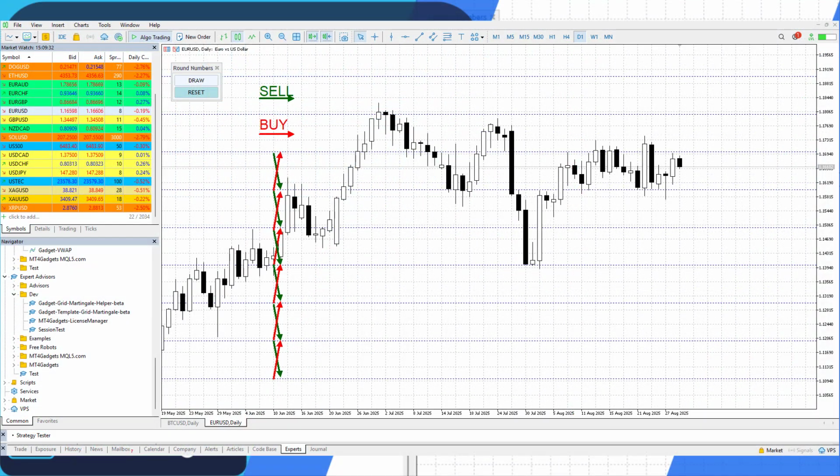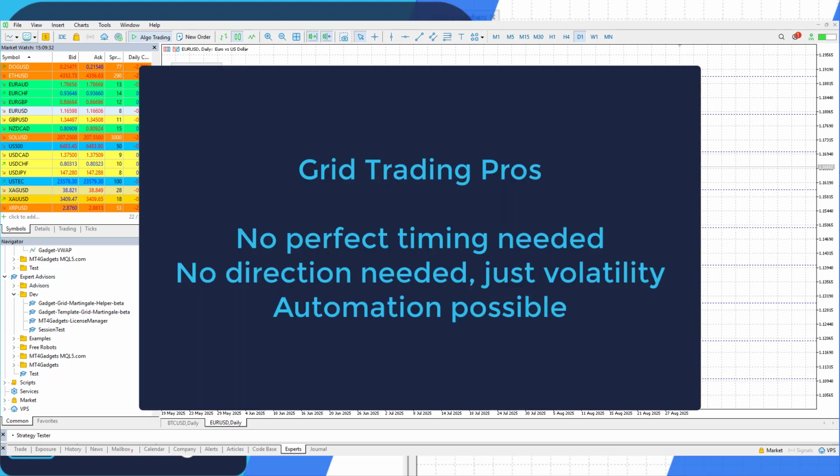As we mentioned before, grid is a very controversial strategy, and a lot is due to its pros and cons. The pros of grid trading are, it doesn't require perfect timing, being the entries triggered by price levels or distance from the previous orders. It doesn't require to pick the right direction, because it relies on volatility. It can be automated.